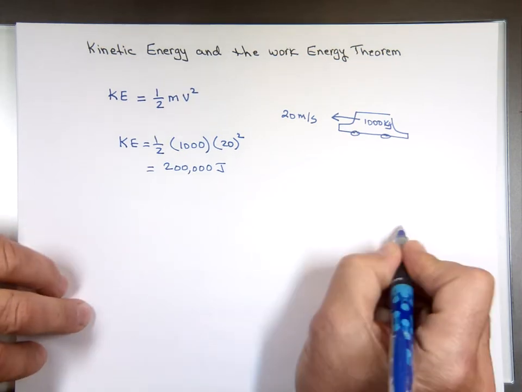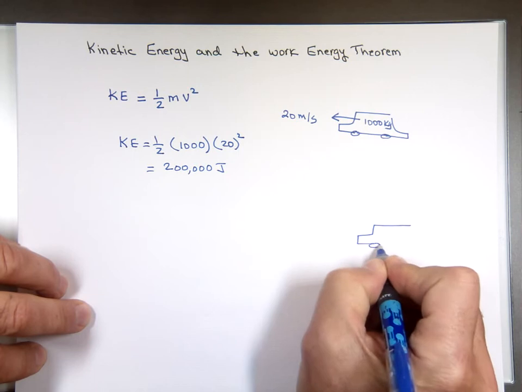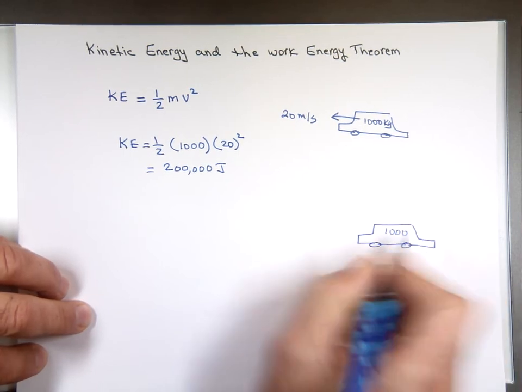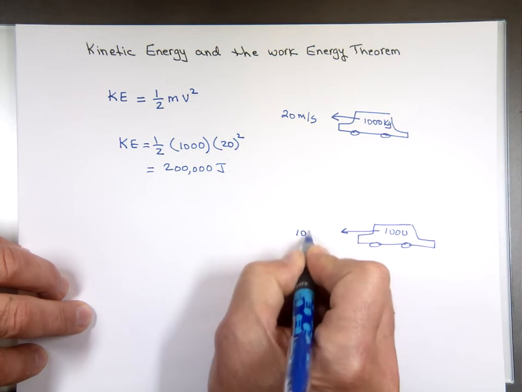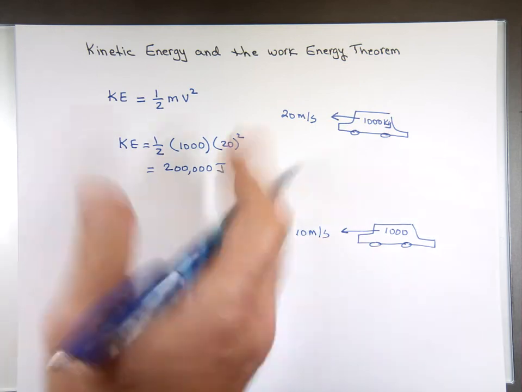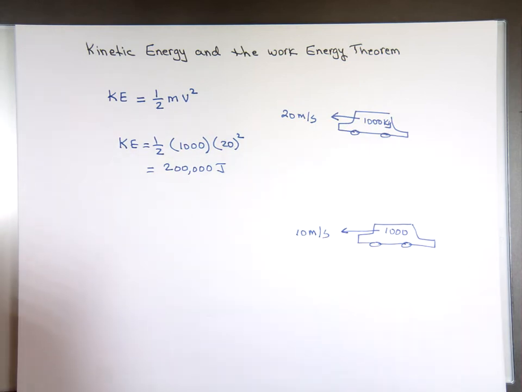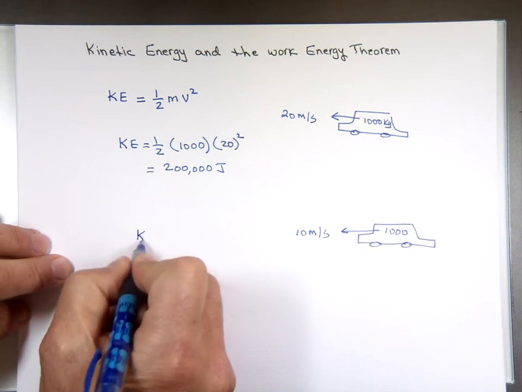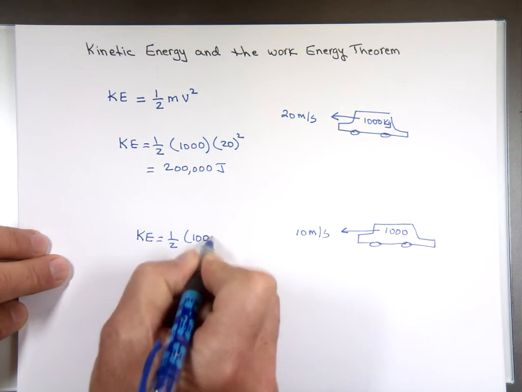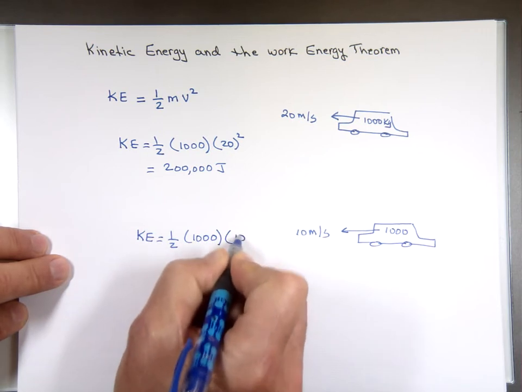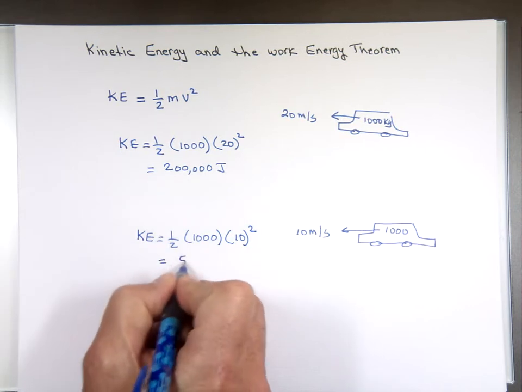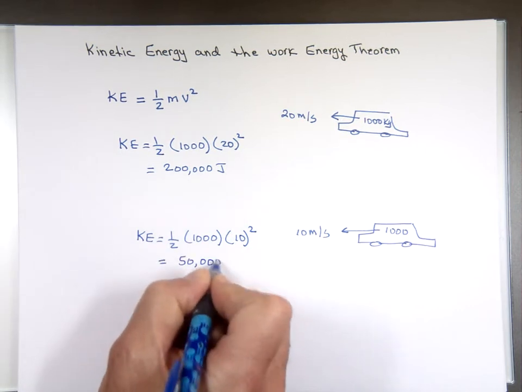Now the same car moving at 10 meters per second, not miles per hour, about 22 miles per hour. The kinetic energy of the car is 1/2 the mass times the velocity squared. It has only 50,000 joules of energy.